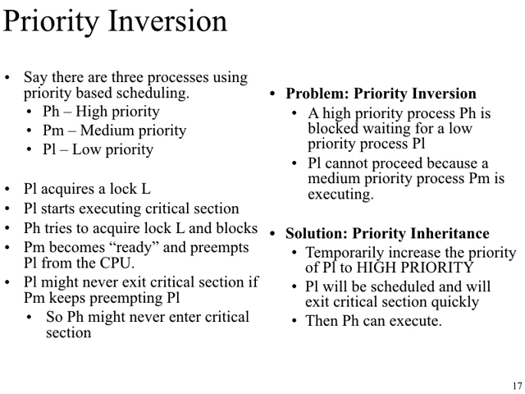As a result, PL would be guaranteed that it will not be preempted by the medium priority process PM. That way PL can make forward progress in the critical section and ultimately release the lock so that the high priority process can execute. So by bumping up the priority, that is by allowing PL to inherit the priority of the highest priority blocked process, you avoid the problem of priority inversion.